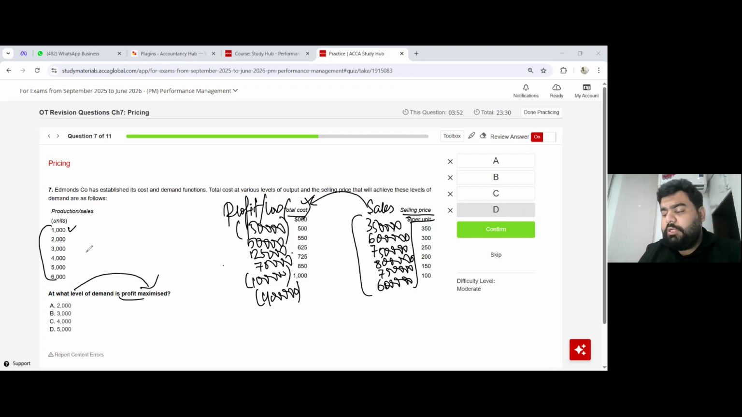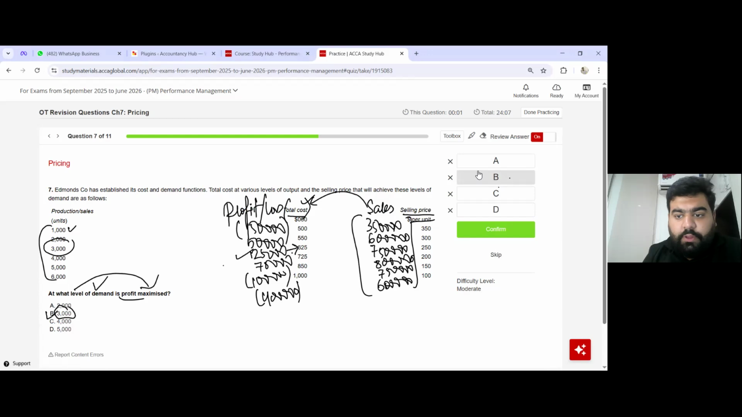Just deduct the cost from the sales. So first we calculated the sales, then we deducted the cost. We come to know the best profit we are earning is 125,000 at the third level, and the third level is 3,000. Because he asked at what level of demand profit will be maximized, it's 3,000. So the answer will be B. Let us see that.